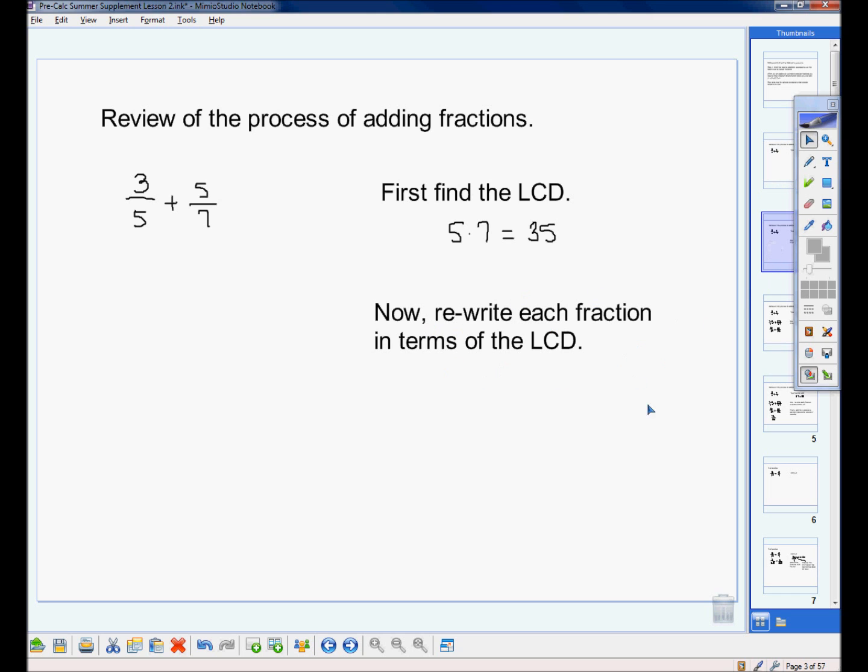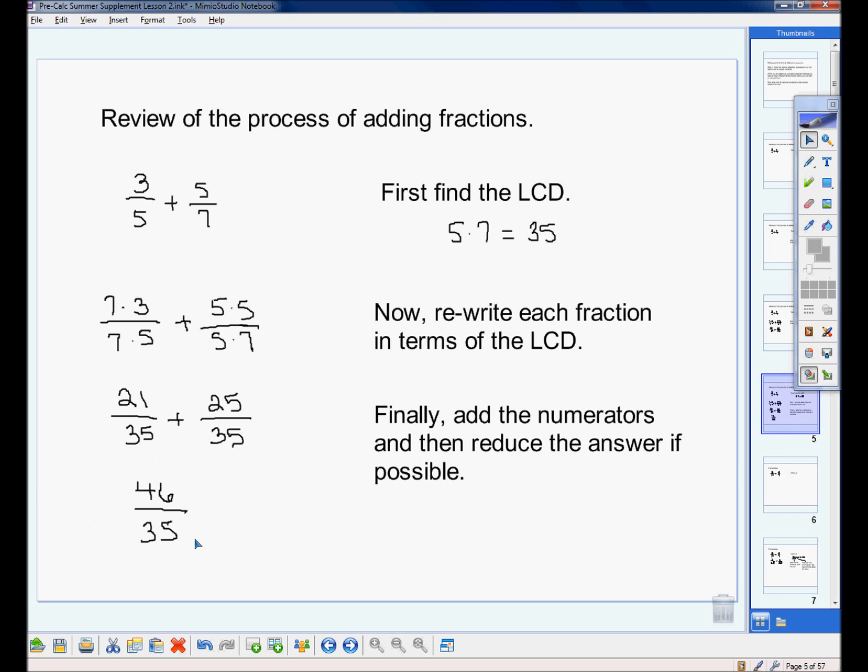We need to rewrite each fraction in terms of the common denominator. And when we did that, we'd find that we needed to multiply this numerator and denominator by 7, getting 21/35, and this numerator and denominator by 5, giving you 25/35. Once you have common denominators, you would be able to add up the numerators.